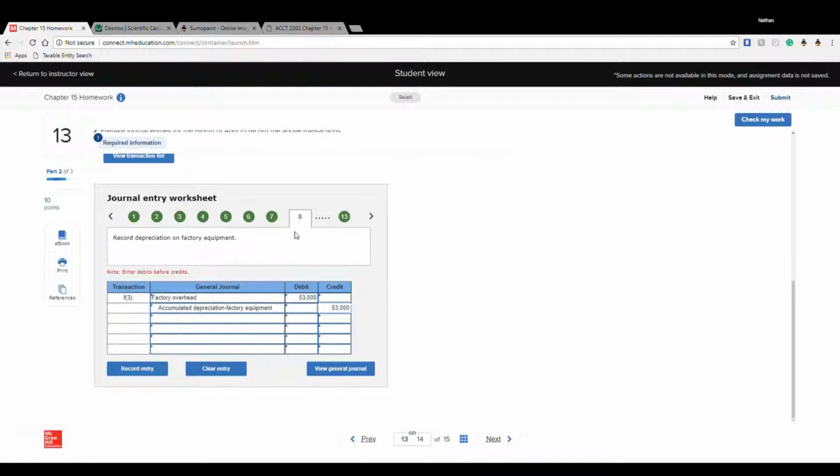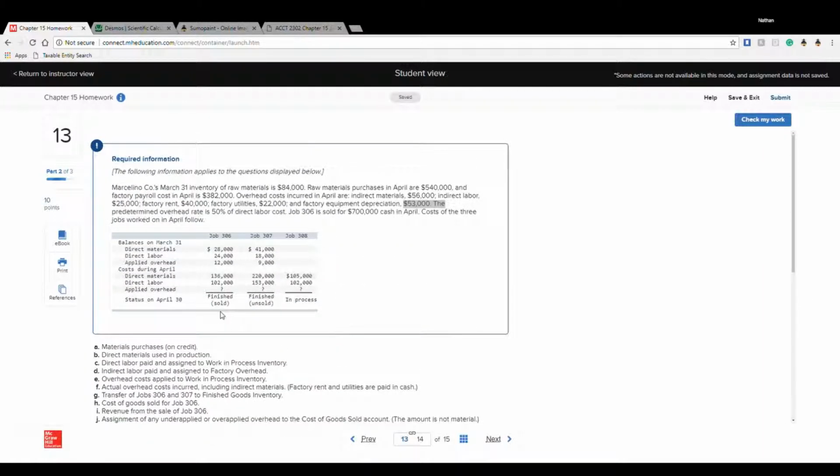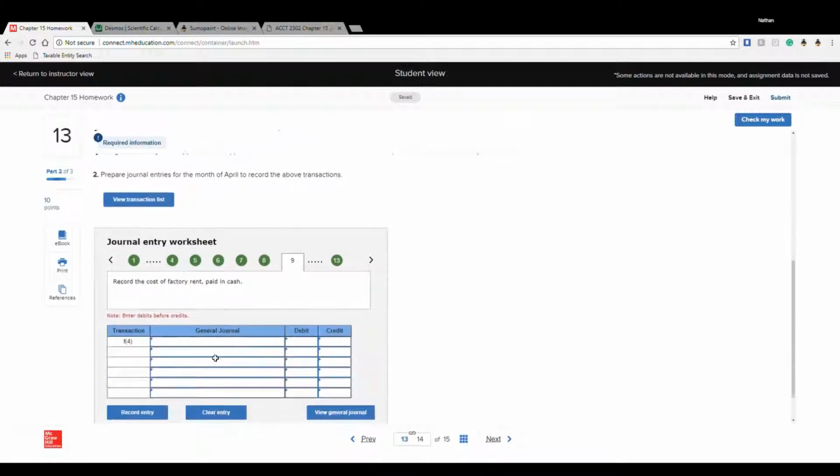Okay. Next one, question 9. Record the factory rent. We paid it in cash. Rent was 40,000. So again, factory overhead. We paid in cash, that 40,000. Since it's related to the production of the product, and we're not allowed to recognize that expense until we sell that product, any kind of expense like that would go to factory overhead.